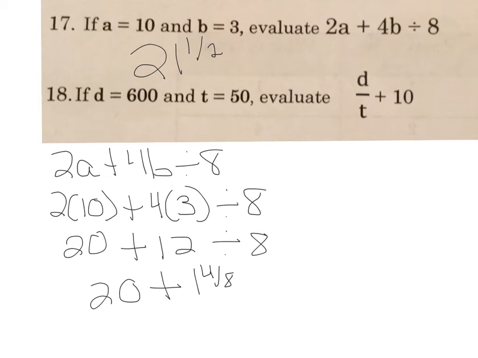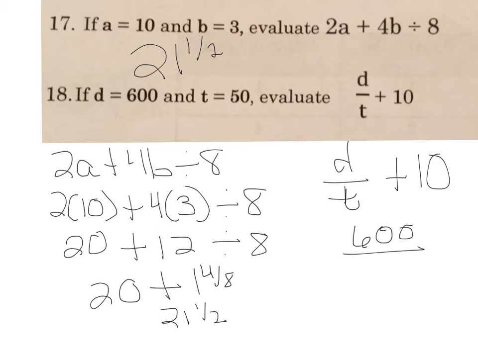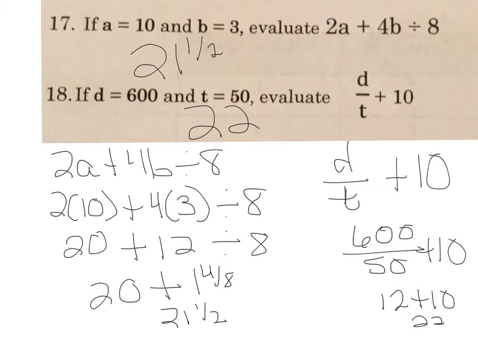So I'm going to scoot this over actually, put it down here. Next I have d over t, the letter t, plus 10. So I would put 600 in for d and 50 in there. So that would give me plus 10. So we have to divide first because of order of operations. That would give me 12 plus 10, which will give me 22. So the second answer is 22.